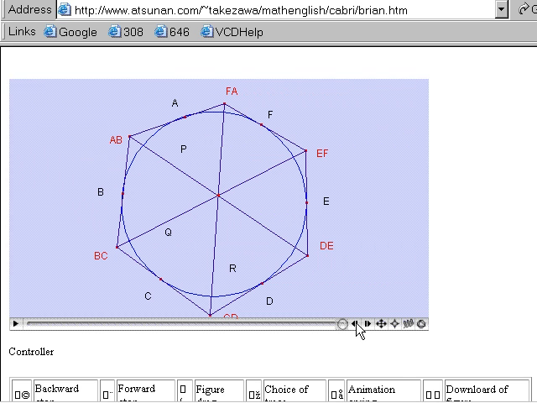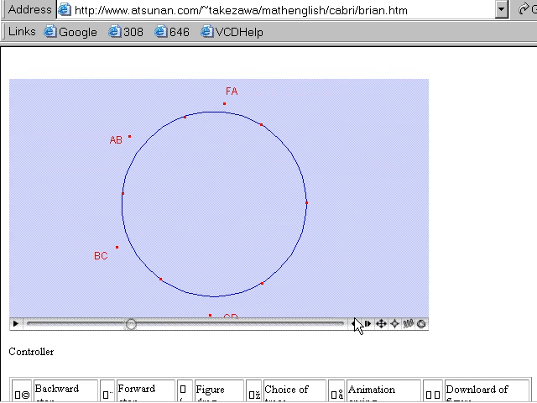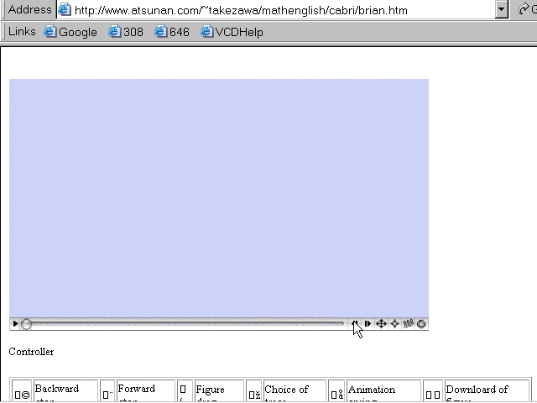Okay, so if we move this forward one step at a time, we're putting in 6 points. When you connect these, if they're on opposite sides of a circle, then connect these.